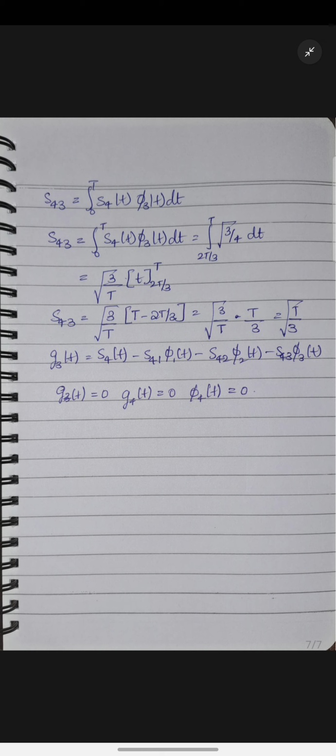Now if we substitute all this in g4 of t, we'll get 0. Therefore we will get g4 of t is equal to 0, and phi 4 of t is equal to 0.